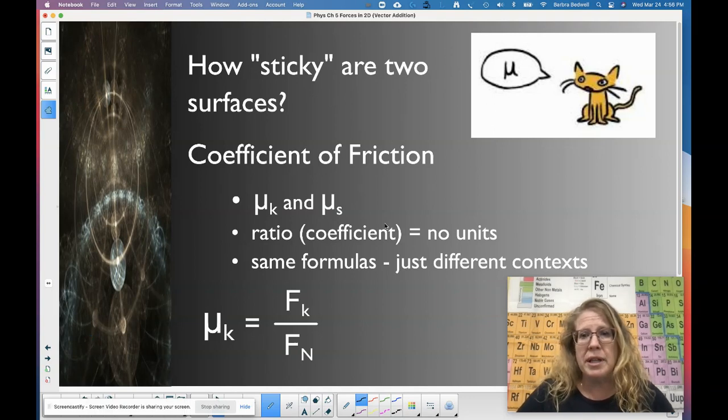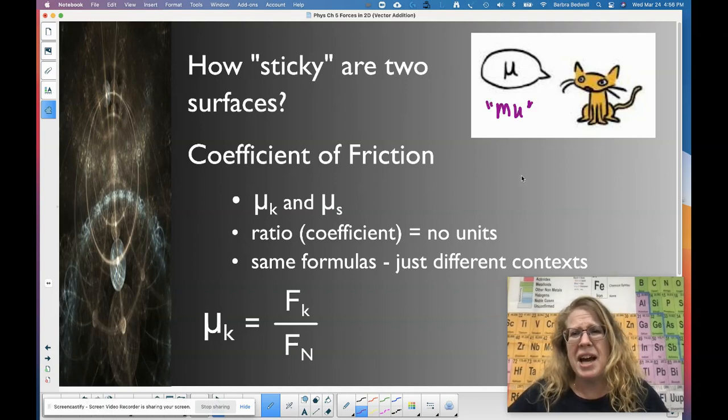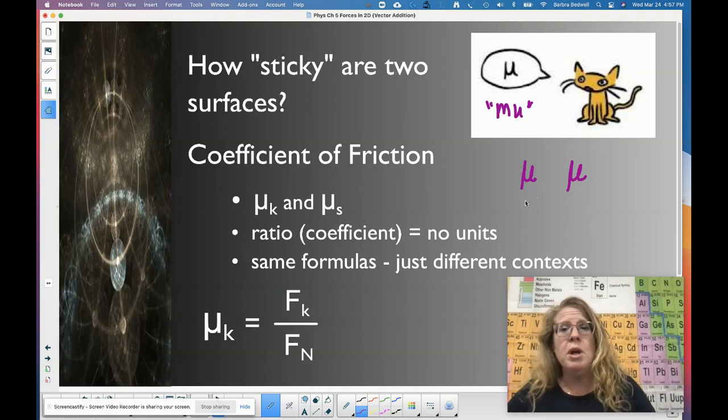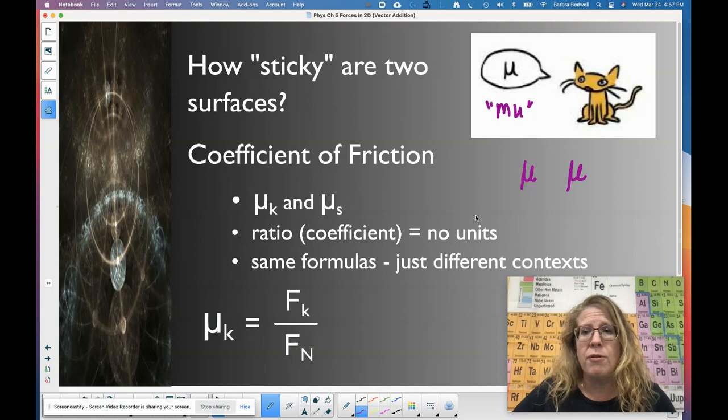Now we use a weird Greek letter for this. You can see it up here. This is the Greek letter mu, which is actually the name of that letter. It looks a little bit like a U, but with a tail on the left side. Imagine it with a little bit of a straight line to it. When I draw it, I end up drawing it like that. It looks gross. But that's the Greek letter mu, which is what we use to represent the coefficient of friction.